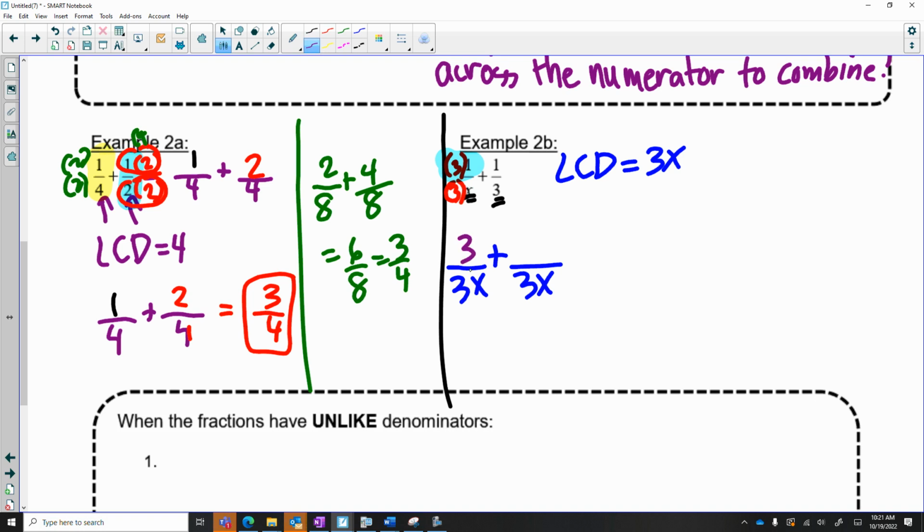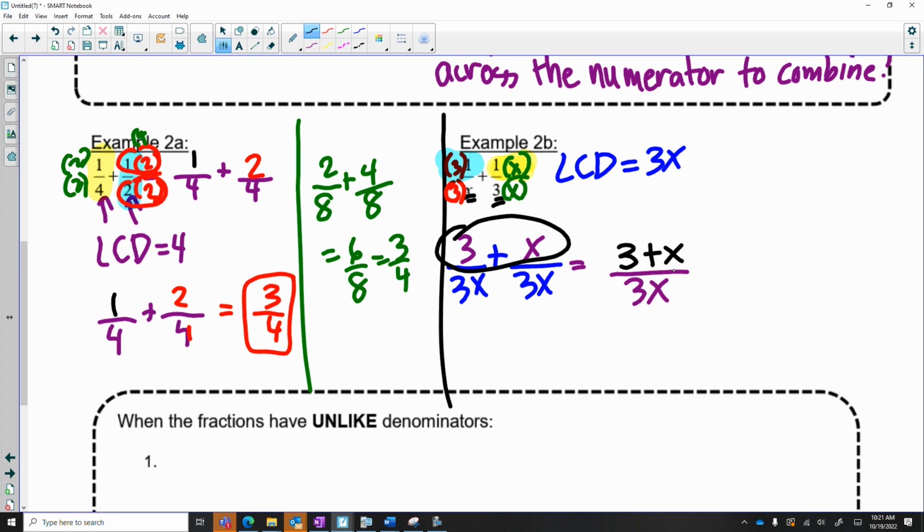Okay. Now we look at the next one. The next one is missing an x. It has a 3, but it needs an x to become 3x. So we're multiplying the top and the bottom by x, or x over x, which equals 1. So the numerator is going to become 1 times x, which is x, over 3x. Okay, so now they're both in terms of 3x, so we're allowed to keep the denominator the same, 3x, and add or subtract across the numerator. So we get 3 plus x over 3x.